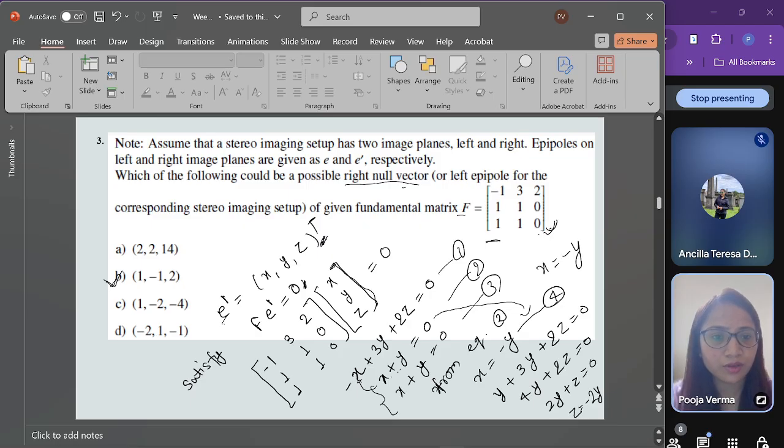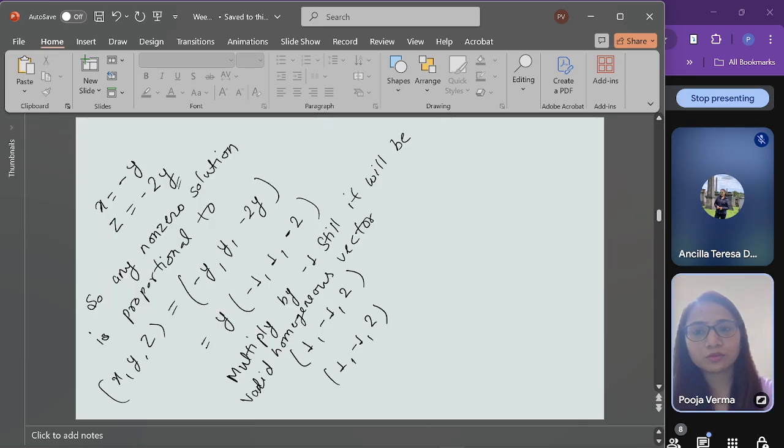Now come to equation one. Put this x is equal to minus y value in the place of x in the equation. Okay. So you will get z is equal to minus 2y. So you have got x is equal to minus y and z is equal to minus 2y. So any non-zero solution is proportional to this, so we can write it in this form also. We have got the x value and z value in the form of y.